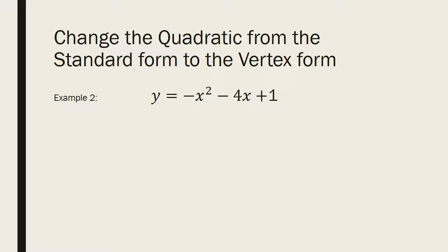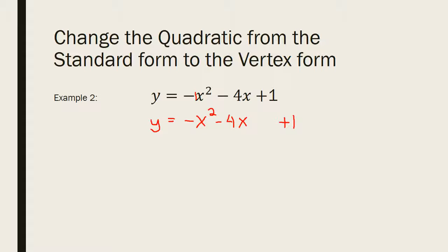Now let's take a look at another example where we have a different leading coefficient than 1. In this case, we have a negative 1 as the leading coefficient. I'm going to try to use the same technique, completing the square, to change the standard form into the vertex form. So the first step again is to have some space between the second term of the quadratic and the last term. So I'm going to make a space after negative 4x, and then put the 1 away a little bit.